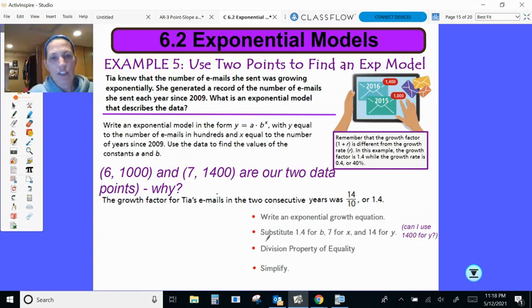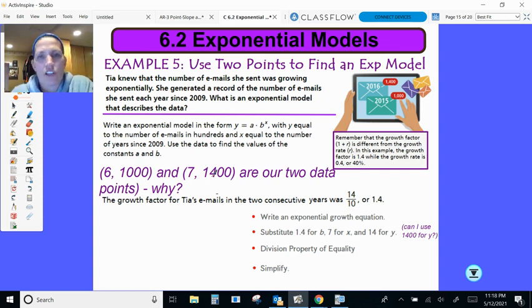Okay, so for this one, we're going to learn how to write an equation now. Tia knew that the number of emails she was sent was growing exponentially. She generated a record of the number of emails she sent each year since 2009. What is the exponential model that describes the data? First, write an exponential model in the form y equals a times b to the x, where y equals the number of emails in hundreds, and x equals the number of years since 2009. Use the data to find the values of the constants a and b.